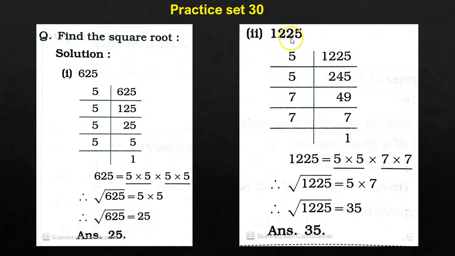Second, 1225. So these are the prime factors. Now we write them in pairs: 5 into 5 into 7 into 7. From this 5 and from this 7. 5 into 7, 35. So square root of 1225 is 35.